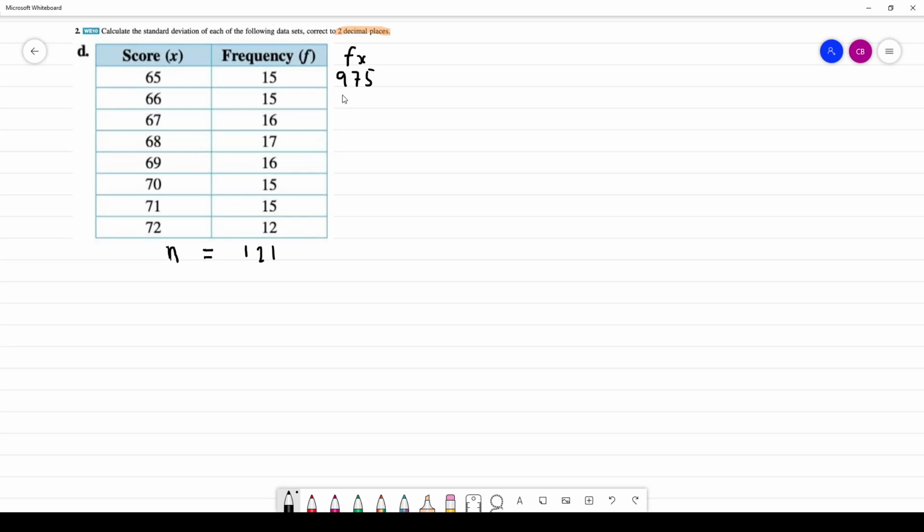And we just want to do that for the rest of these values. So 66 times 15 is 990. 67 times 16 is 1072. 68 times 17 is 1156. 69 times 16 is 1104. 70 times 15, that's 1050.